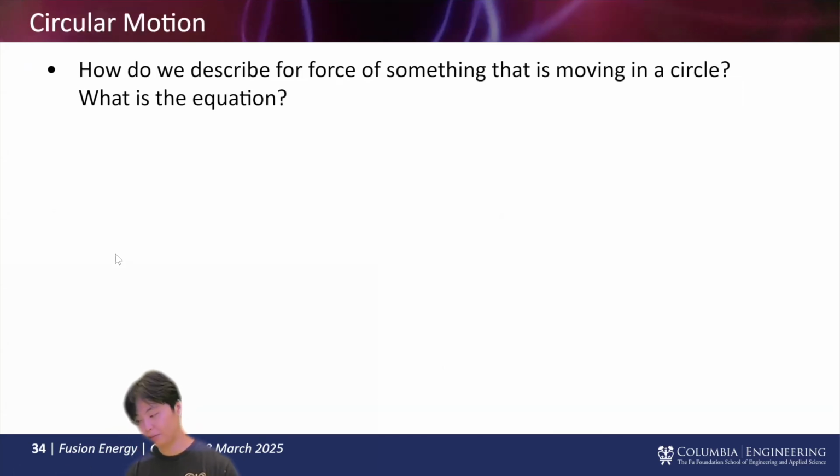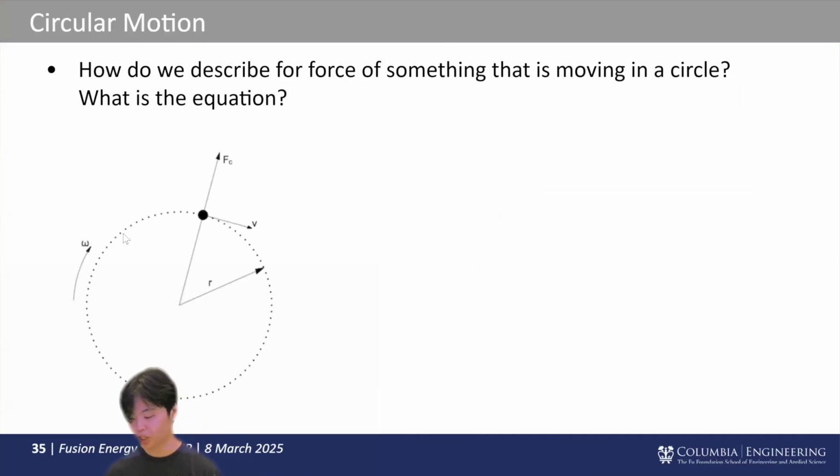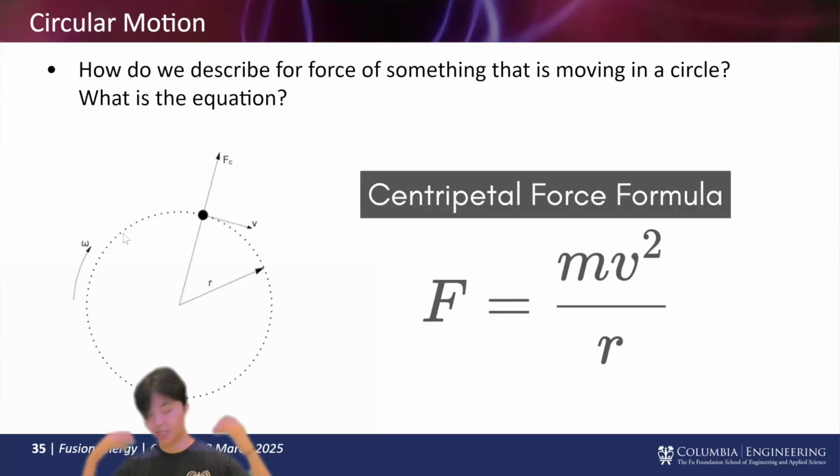So how do we describe the force for something that's moving in a circle? What is that equation? I'm just going to give it to you. This is the centripetal force formula, right? So F equals mv squared over r, where your v is perpendicular to your radius, and your force is pointing outwards, right? So you get that from that picture. Like that particle is orbiting around something, so it has some centripetal force.